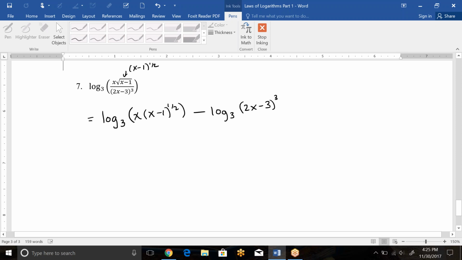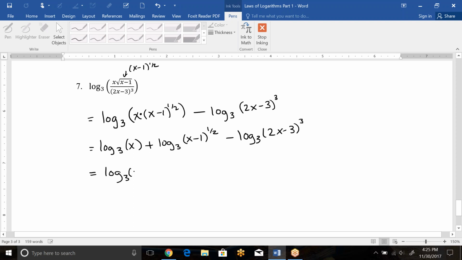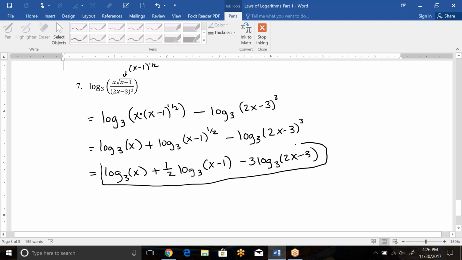So I'm going to split this times right here into addition. So this would be log base 3 of x plus log base 3 of x minus 1 to the 1/2. Bring down everything else. Notice that I did not need to distribute a negative here because the multiplication happened on top. And then we're going to finalize this by bringing any powers to the front. So this would be plus 1/2 log 3 of x minus 1 and minus 3 log base 3 of 2x minus 3. Okay, that is the end of this video.